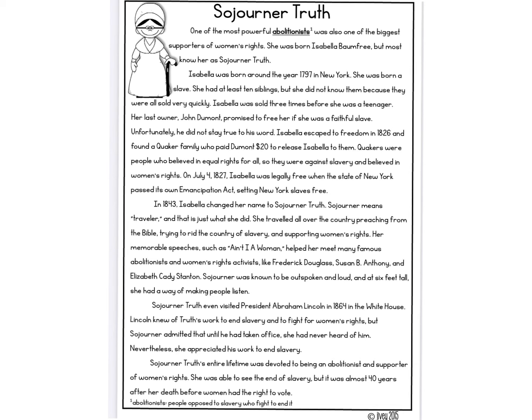Isabella escaped to freedom in 1826 and found a Quaker family who paid Dumont $20 to release Isabella to them. Quakers were people who believed in equal rights for all, so they were against slavery and believed in women's rights. On July 4th, 1827, Isabella was legally free when the state of New York passed its own Emancipation Act, setting New York slaves free. In 1843, Isabella changed her name to Sojourner Truth.